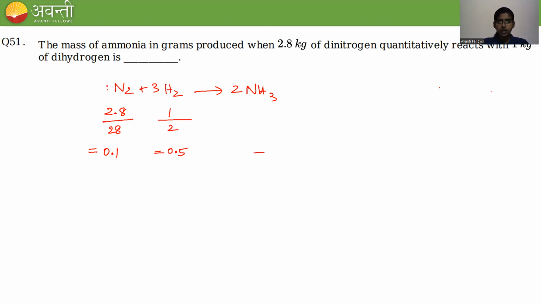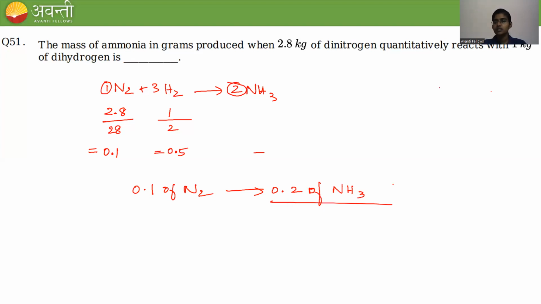Since 1 mole of N2 produces 2 moles of NH3, 0.1 mole of N2 would be producing 0.2 moles of NH3, right? So we did not know the number of moles of NH3 produced, and now we have got that 0.2 moles is the number of moles of NH3 produced.